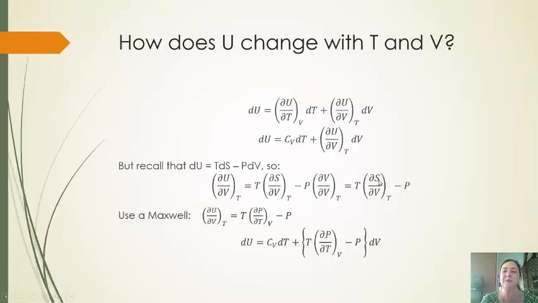Now S is the most unfortunate one. Whenever I see S, I'm going to next go to the Maxwell relations, excuse me. And so I have a Maxwell relation for that. dS/dV at constant temperature is dP/dT at constant volume. And so we could simply use this and we end up with this expression right here.